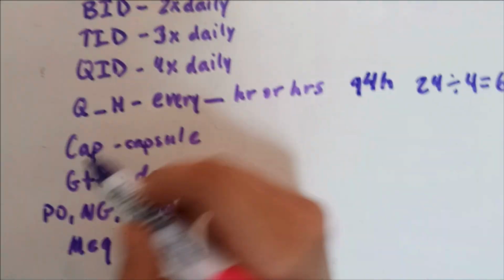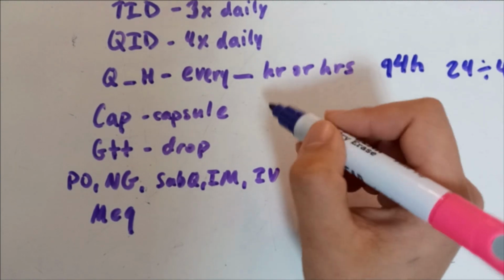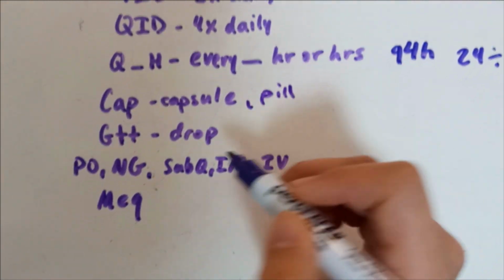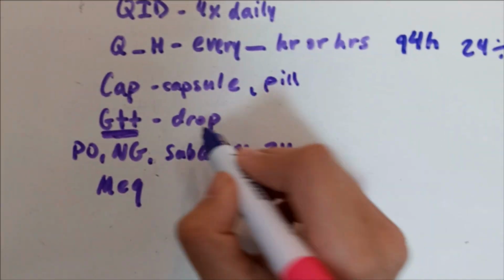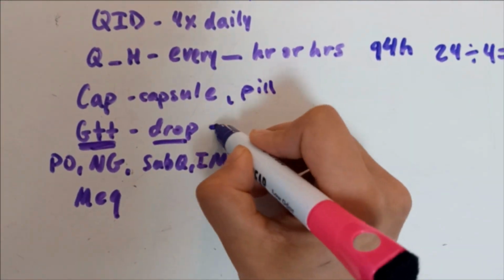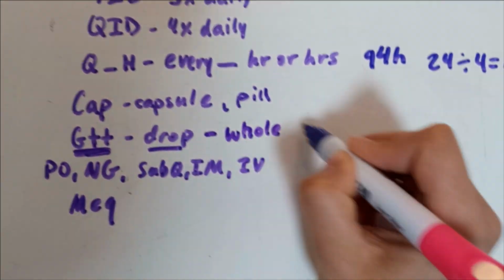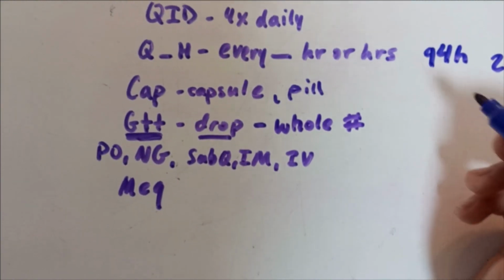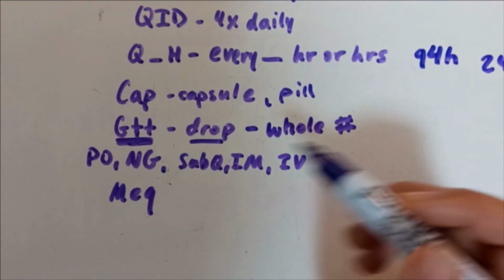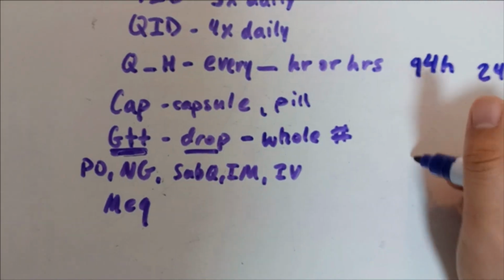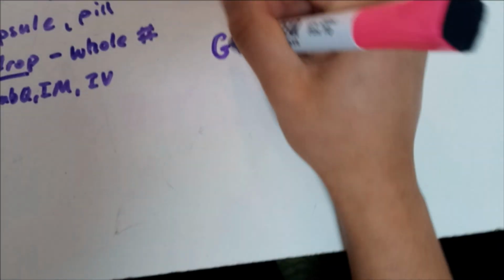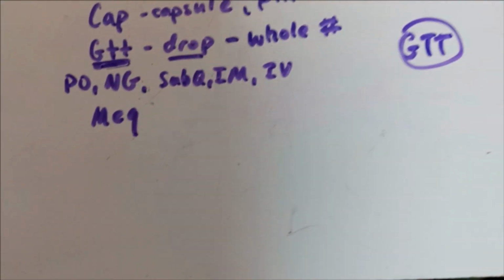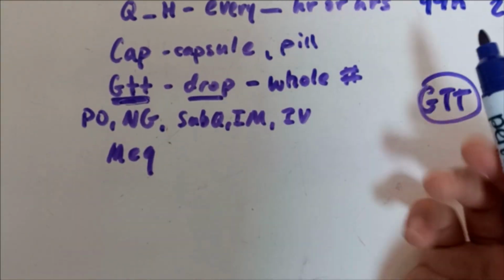And then you have cap, which is capsule. So that would be like a pill, right? And then GTT, you have to know these. That's your drop, okay? They can only be whole numbers. Okay, you cannot have half a drop. That's what a lot of people get stuck on. So whenever I'd have a question with drops, I would put like capital GTT next to it so I know it's drops.